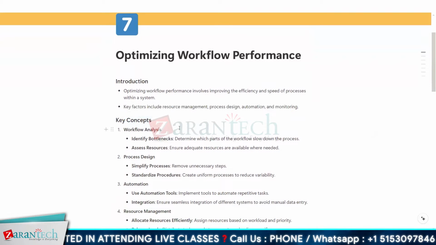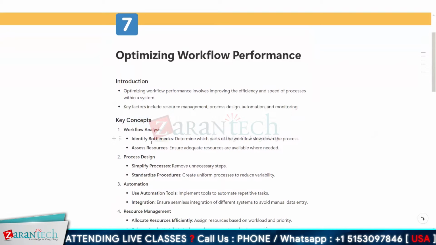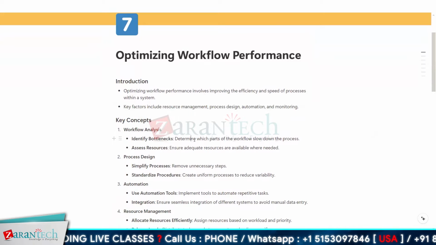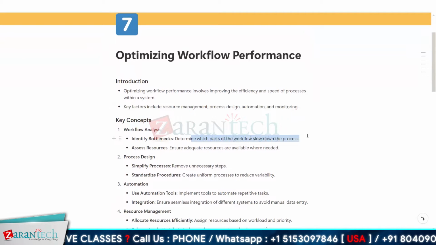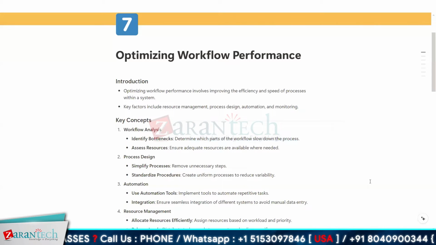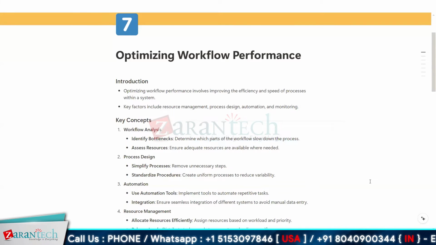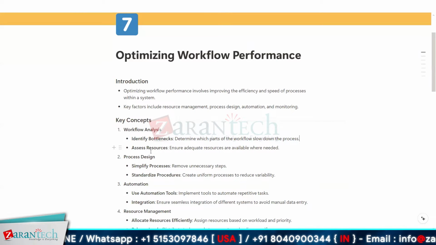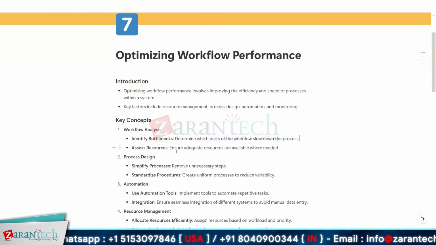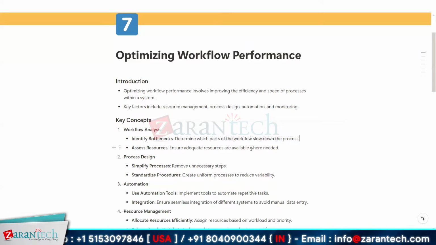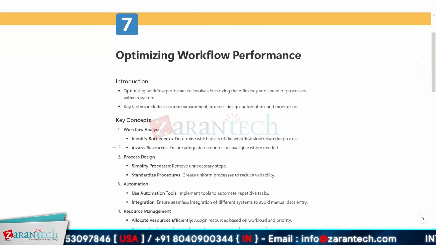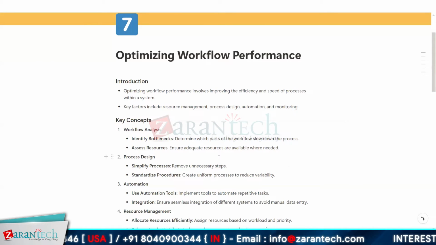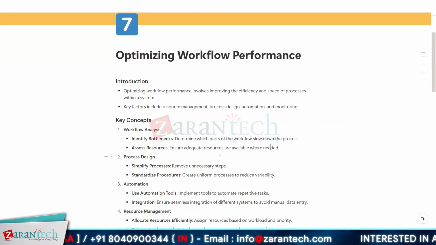The first one is workflow analysis. Identify bottlenecks: determine which part of the workflow slows down the process. We are required to determine which part of our workflow will be slowing down our process so that we can work on it. Then we have to assess resources: ensure adequate resources are available where needed.